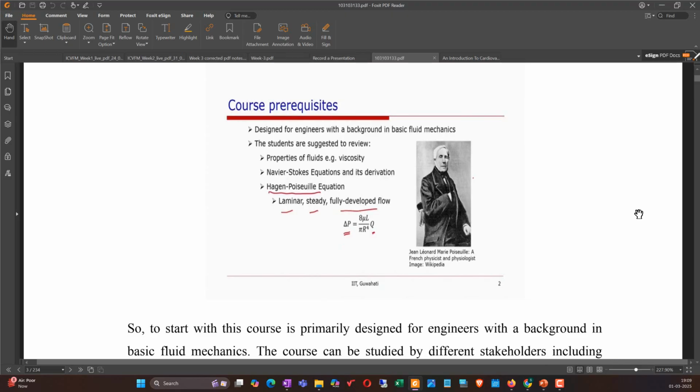So the course prerequisite was nothing, just that students are suggested to review basic concepts of viscosity, fluid properties, and the Navier-Stokes equation and its derivation, which you are supposed to be ready with while starting this course, designed for engineers with a background in basic fluid mechanics. That was sufficient. And this equation we have used many times in the course. So I will check if I can highlight this particular one.